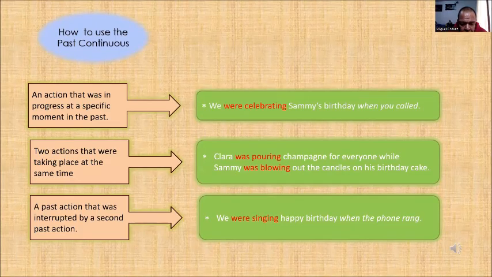Two actions that were taking place at the same time: Clara was pouring champagne for everyone while Sammy was blowing out the candles on his birthday cake. A past action that was interrupted by a second past action: we were singing happy birthday when the phone rang.